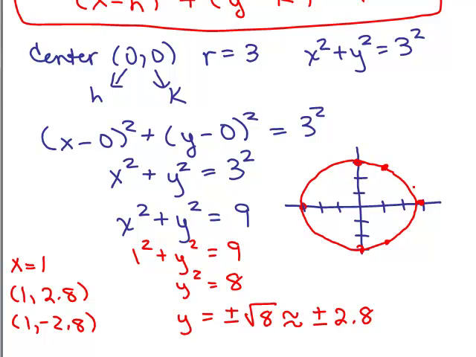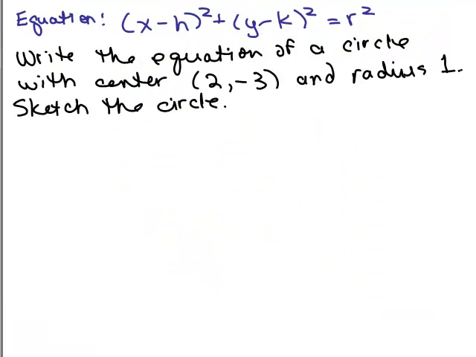Okay, so now let's go ahead and do a problem where it's not centered at the origin. So here's a problem. First of all, recall, here's the equation when you have the center (h, k): (x minus h) squared plus (y minus k) squared equals r squared. It says write the equation of a circle with center (2, negative 3) and radius 1. So I'm just going to write down what h is in this case. What's h? h is 2. What's k? k is negative 3. And what's r? r is 1.